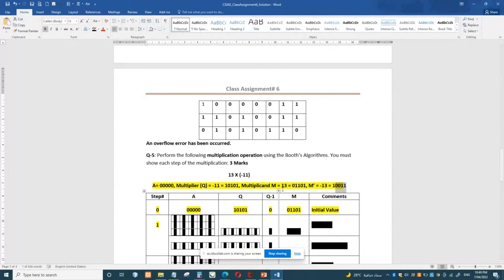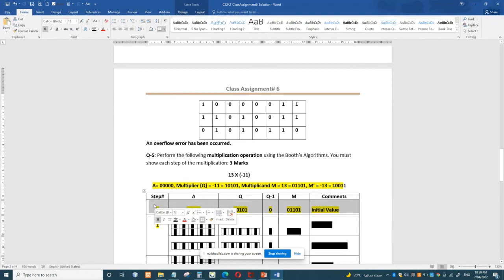Now, as you know, in Booth's algorithm, A is first initialized to 0, Q is whatever you have multiplied, and Q minus 1 is also initialized to 0. This is your multiplicand, M. It will be constant and is not going to change. But we are going to change the value in A and Q, because A and Q together collectively will contain our final multiplication result. Q minus 1 is initialized to 0 and will be changed every time. So these are the initial values.